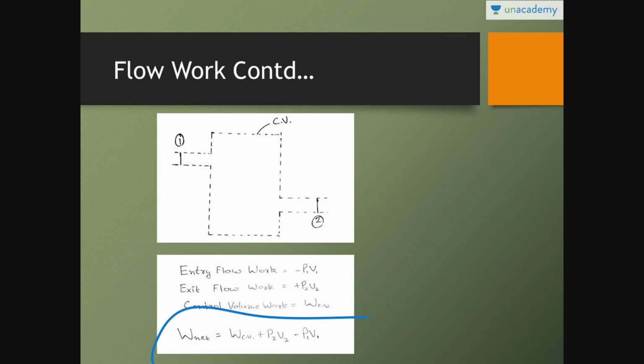So the net work comes out as follows: control volume work is by the system, that is, it is positive. Exit flow work, plus P2 V2, is also positive, and entry flow work, minus P1 V1, is negative. So the net work is WCV plus P2 V2 minus P1 V1. This is the net work which is being done. Just keep in mind this net work equation.